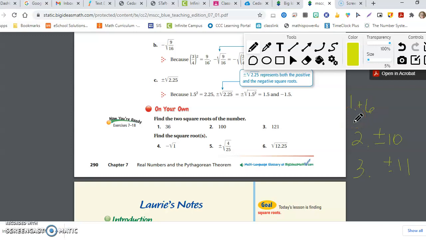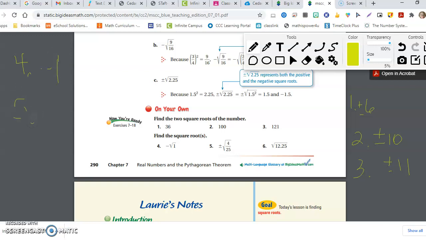Number 4 is then asking to find the square root or roots. So number 4, it's asking you to find the negative square root of 1. Well, the square root of 1 is 1, so it would just be negative 1.